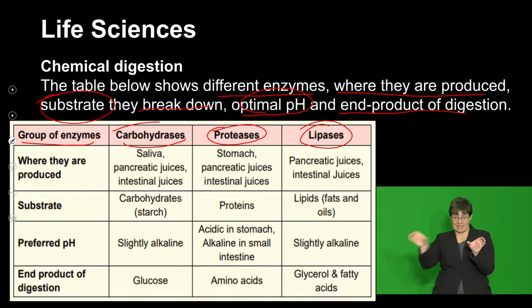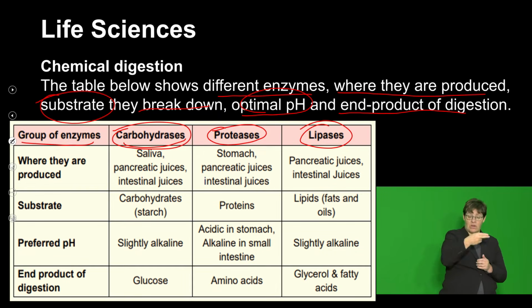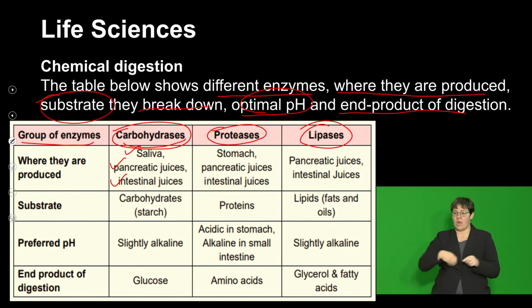So these are our major groups of organic compounds: carbohydrates, proteins, and lipids. When we talk of carbohydrates, they are digested firstly in the mouth. Saliva contains salivary amylase, a group of carbohydrate-breaking enzymes. We also have them produced by the pancreas, as well as in the intestine. The pancreas releases pancreatic juices into the duodenum, and the intestine releases enzymes that help in the digestion of carbohydrates.